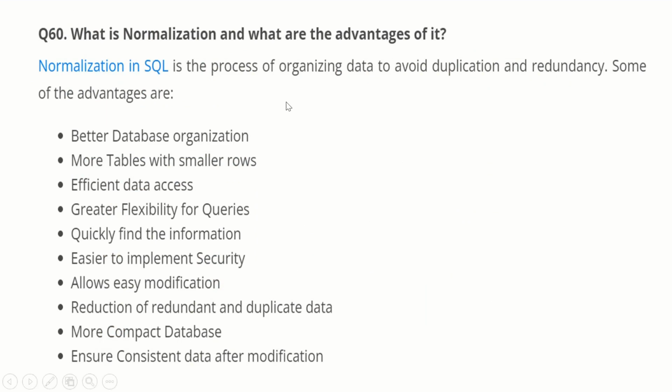Then what is normalization and what are the advantages of it? Normalization in SQL is the process of organizing the data to avoid duplication or redundancy. Some of the advantages are better database organization, more tables with smaller rows, efficient data access, greater flexibility for queries, quickly finding information, easier to implement security, allowing easy modification, reduction of redundant and duplicate data, a more compact database, and ensuring consistent data after modification.